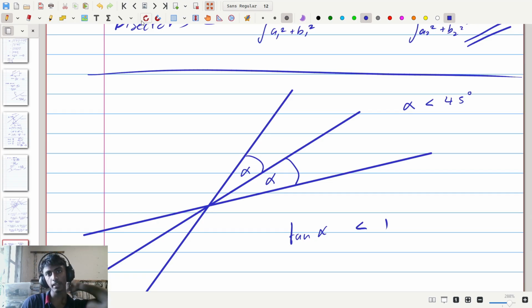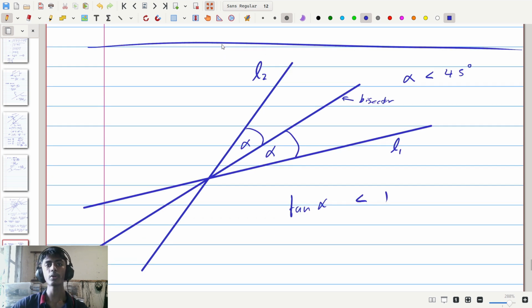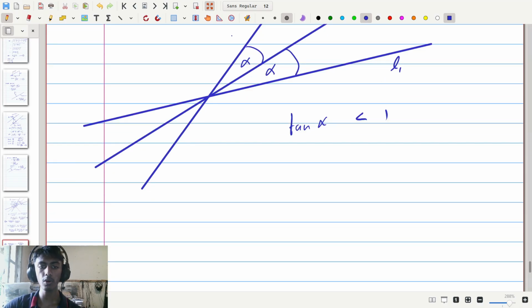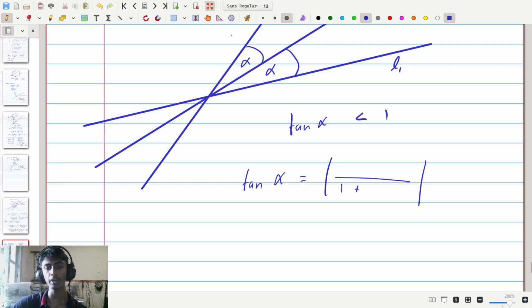And now we can consider what alpha is. This right here is a bisector, so we can call it the bisector. Let's suppose this is L1 and this is L2. Here we know if we have an angle between two lines, all we have to do is consider that angle, and we know the tangent of that angle is equal to the absolute value of the difference of the two gradients divided by 1 plus the two gradients multiplied together.